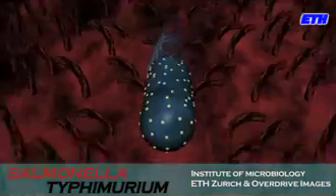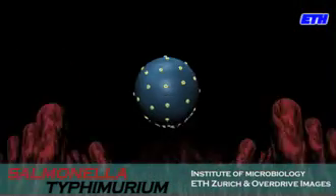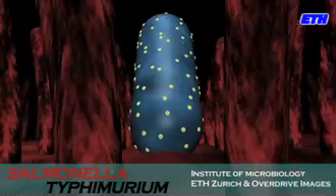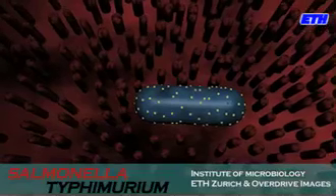Several factors on the Salmonella surface help the bacteria to attach to the epithelial cells. These adhesins play an important role for the colonization and persistence of the bacteria in the intestinal lumen.